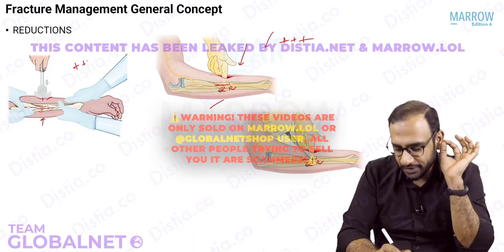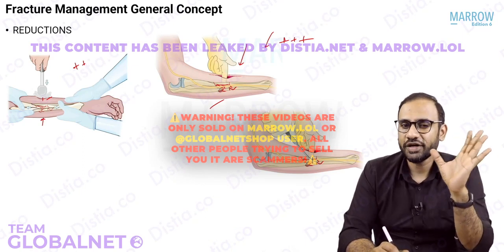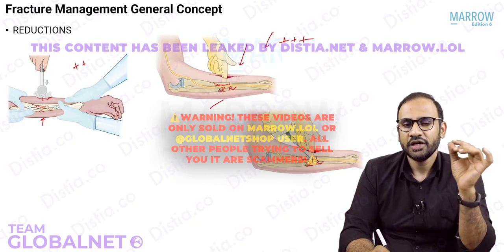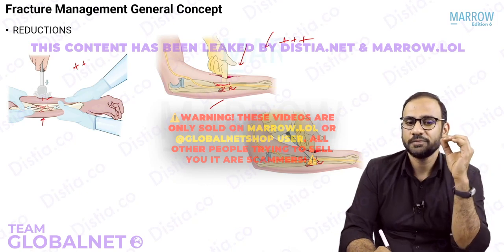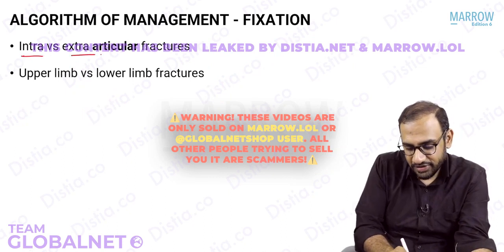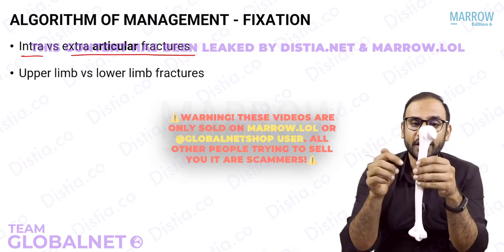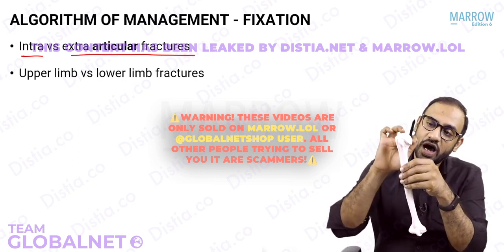Okay, now tell me, which fracture requires perfect reduction? Which fracture requires acceptable reduction? For that, I want you to understand there is something known as intra and extra-articular fractures. Now, what is an intra-articular fracture? What is an extra-articular fracture? An intra-articular fracture is a fracture passing through the articular surface.